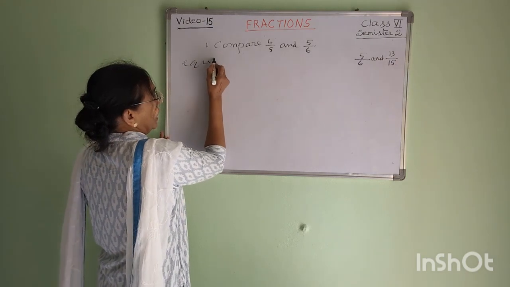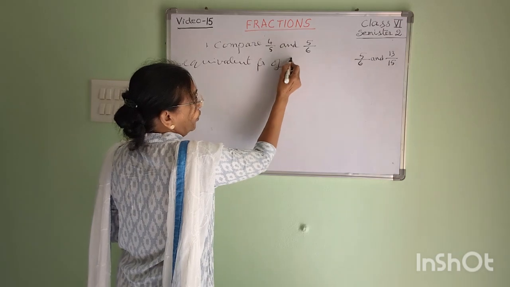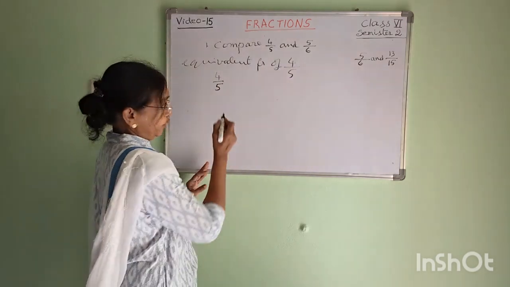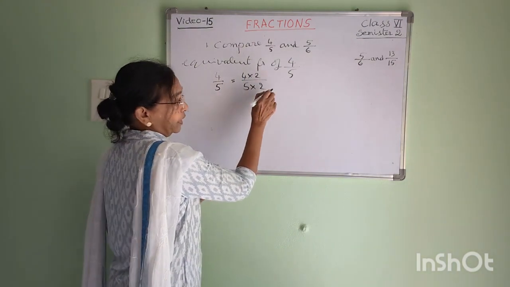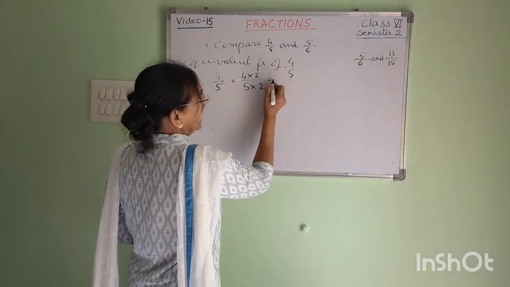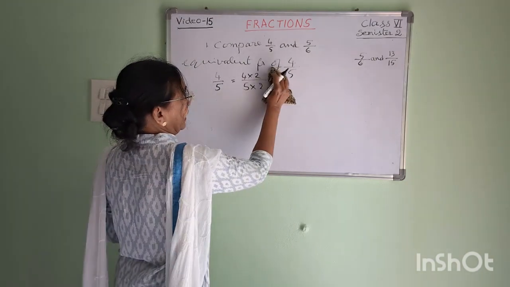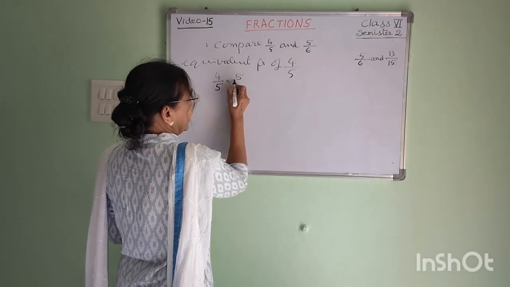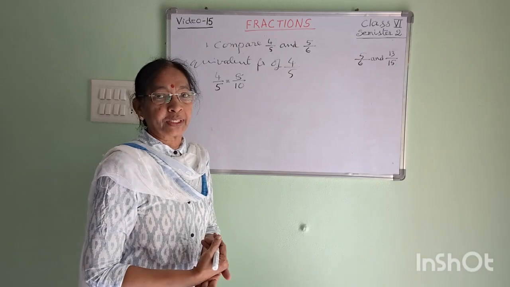First, equivalent fractions of 4 by 5. So equivalent fractions of 4 by 5 are 4 by 5. Next, multiplying by 2 both the denominator and numerator, 4 into 2 by 5 into 2, we get 8 by 10. 4 by 5 is equivalent to 8 by 10 by multiplying both the numerator and denominator by 2.